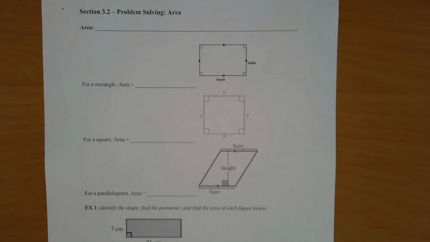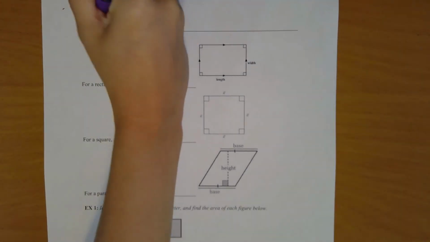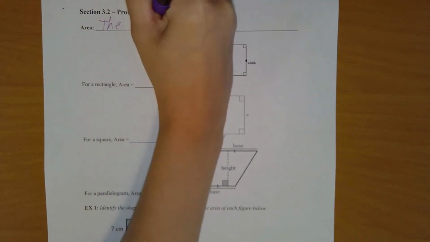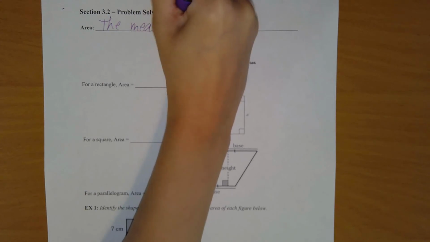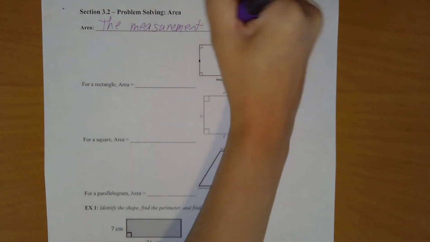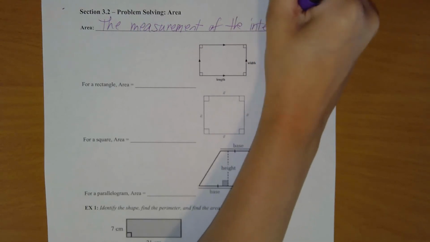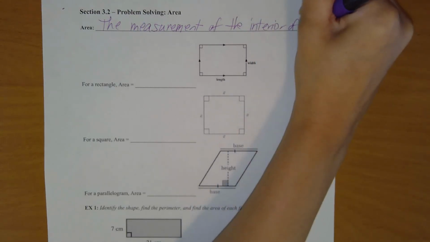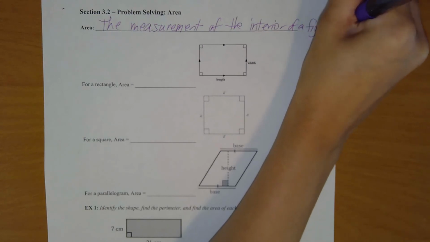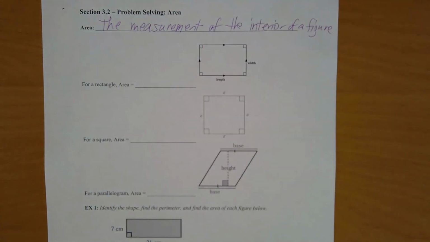So the first question is, what is area? Area is the measurement of the interior of a figure. It's how much is inside of it. Okay, so we did perimeter last time. Perimeter was around the edge of something, and the area is all inside of it.